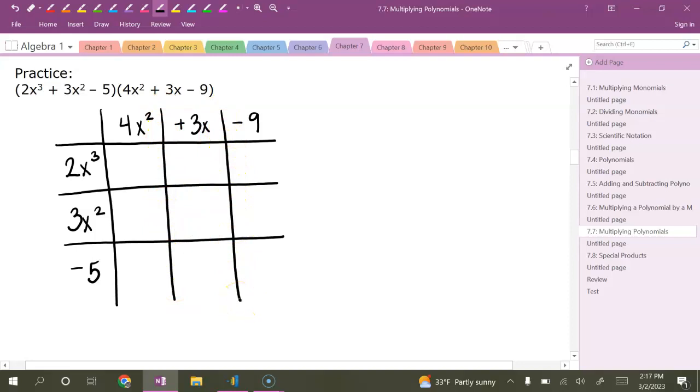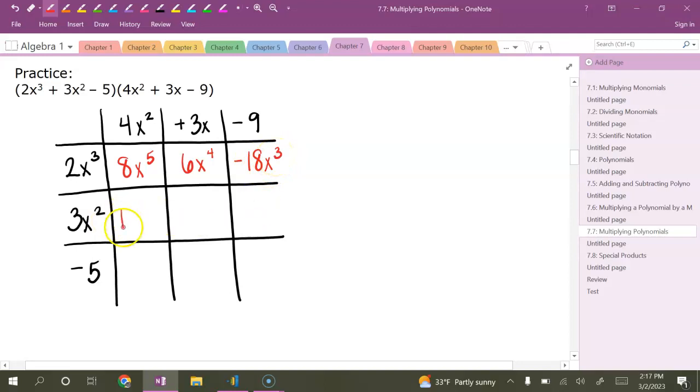So when I did this problem, I used the box method just because I stated earlier that that's the method that I prefer. So when I did this, my box is filled in as so. I had 8x to the 5th, 6x to the 4th, and then negative 18x to the 3rd. That was across the top.